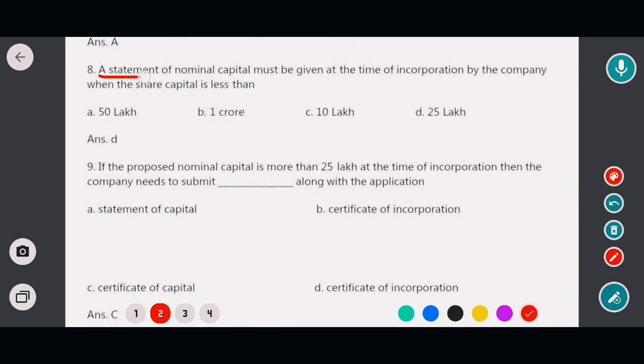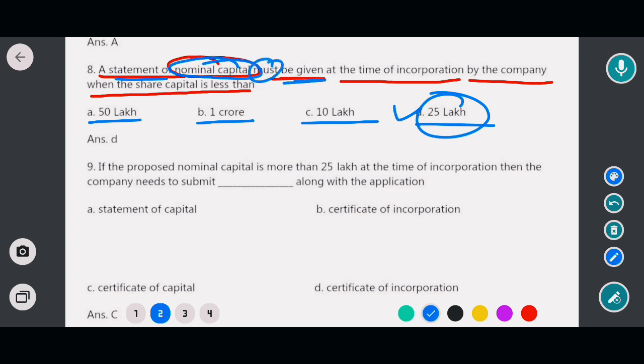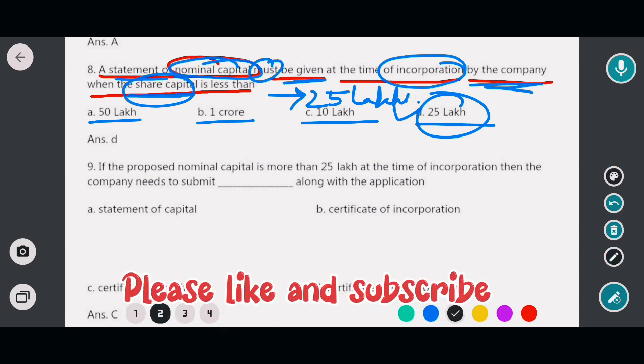The question is about the statement of nominal capital. A statement of nominal capital must be given at the time of incorporation by the company when the share capital is less than: the options are 50 lakh, 1 crore, 10 lakh and 25 lakh. The correct option would be option D, that means 25 lakh. So a statement of nominal capital must be given at the time of incorporation when the share capital is less than 25 lakhs. The correct option would be option D. Now on to the next question.